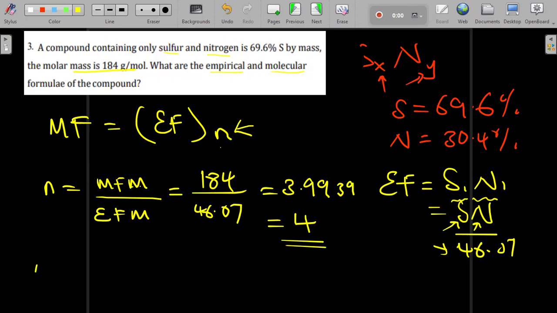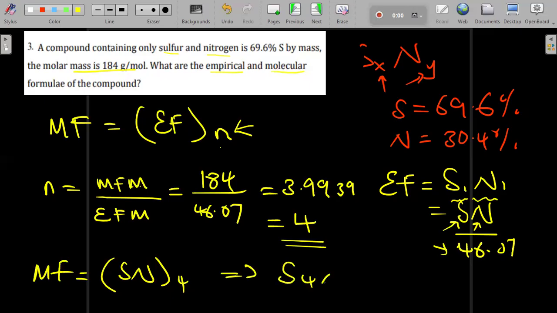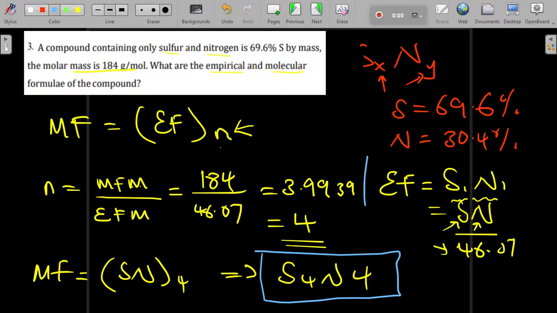So I'm going to say my molecular formula is just equal to the empirical formula, which is SN, multiplied by 4. When I multiply that, what do I get as my molecular formula? S4N4. So this here is our molecular formula, and that there is our empirical formula. So we've answered this question. Unless there are any other questions that we need to do, any other questions?